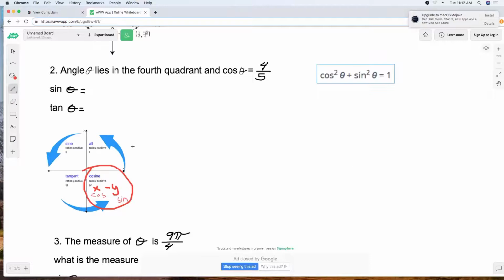So what this tells us is that whatever we get for sine has to be negative. That's the very first thing. Now, to figure out what the sine is, we're going to apply this formula here, and this is a Pythagorean identity.